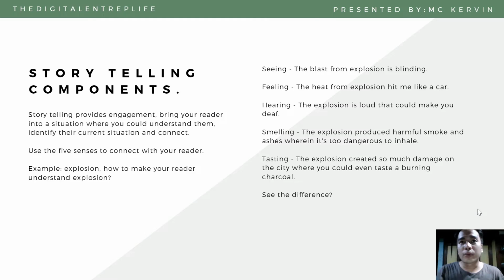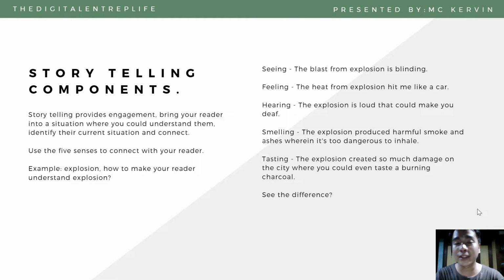All of those copywriters, I could possibly say, have their own variations on how they create their storytelling. But the most effective way of creating an engaging copy or content is to fully use the five senses of your reader. I want to describe to you what an explosion means. How do you make your reader understand the explosion using their five senses when it comes to storytelling?